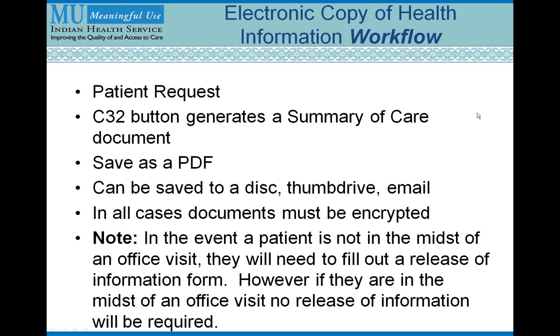All right. Let's move ahead then. Your C32 button gives you the capability of saving it as a PDF, and it can be saved to a disk, a thumb drive, or an email. You can turn it into an email. In all cases, your documents must be encrypted, okay? That's important to note. We'll talk about hashing later, and that's not so important. But this is an important note to remember too.